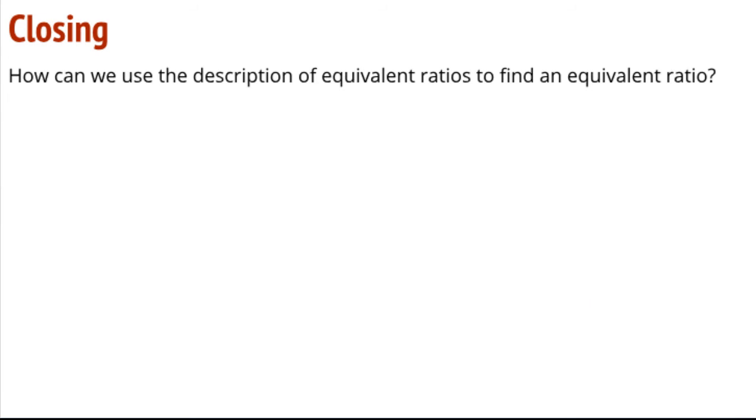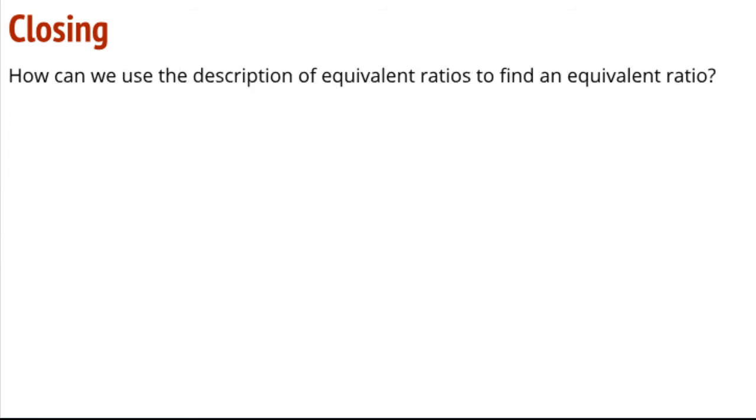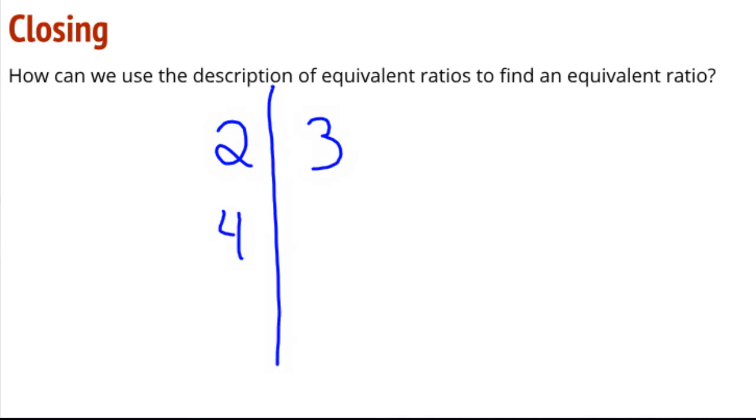All right, so question, how can we use the description of equivalent ratios to find an equivalent ratio? So the description of equivalent ratios means that they have the same value. Well, how does that help us? Well, if we've got a ratio of 2 to 3, and we are testing to see if 4 to 6, we are asking, what did we multiply both of them by?